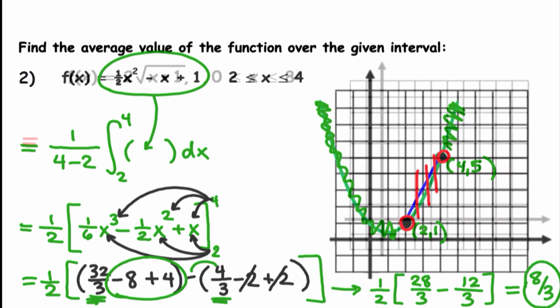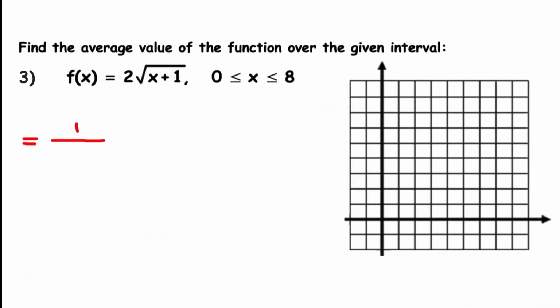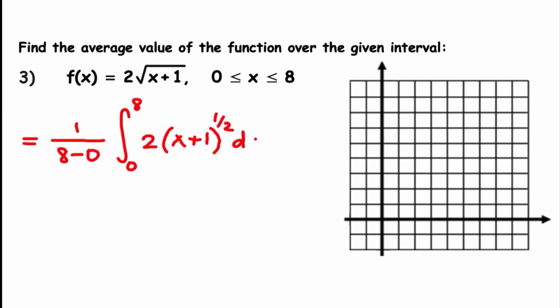All right, let's do another. I've got 1 over b minus a, which will be 1/8. I'm going to integrate from a to b, and here's my equation. It's 2 x plus 1 to the half power dx. All right, like I said, there's a 1/8 out in front. I think I'm going to kick the 2 out just to join it. So 2 times 1/8 will be 2/8. That's going to be 1/4. So 1/4, so that 2 is no longer inside. Put it out there.